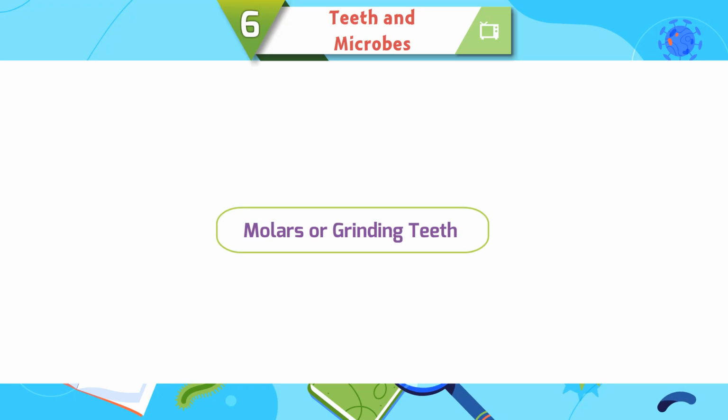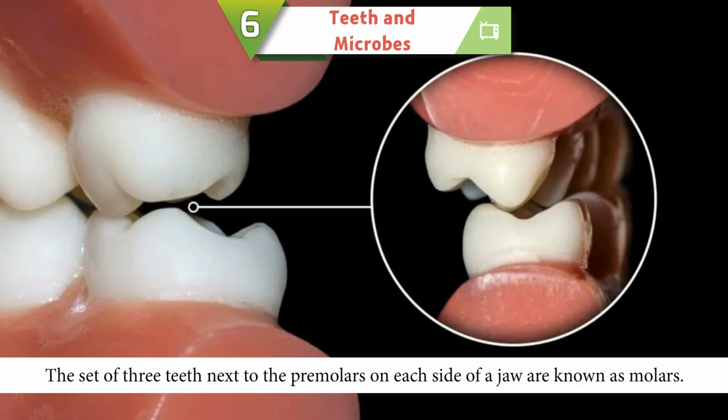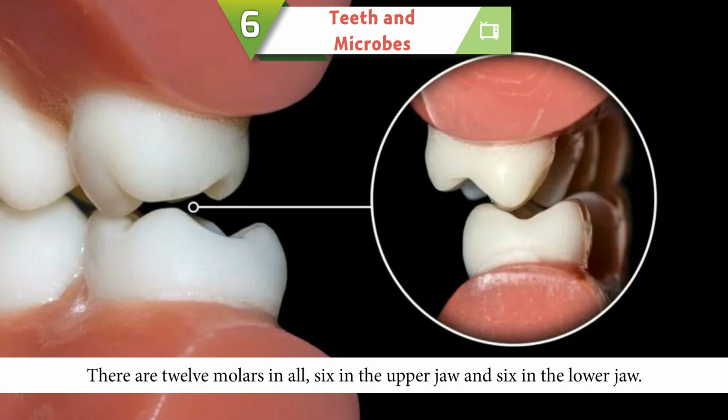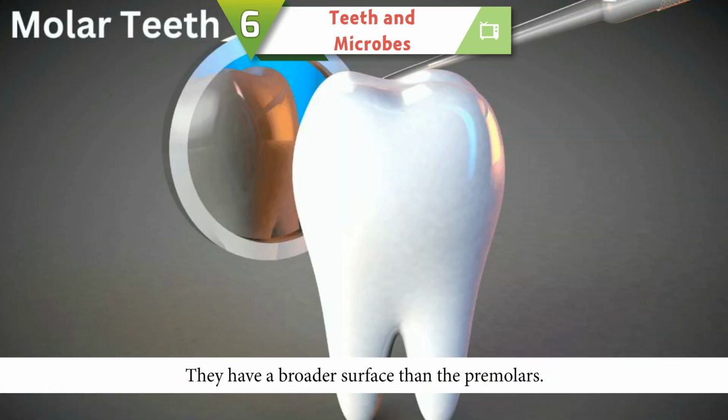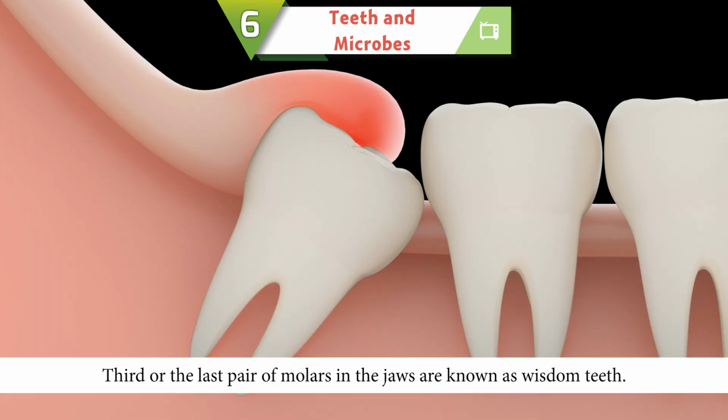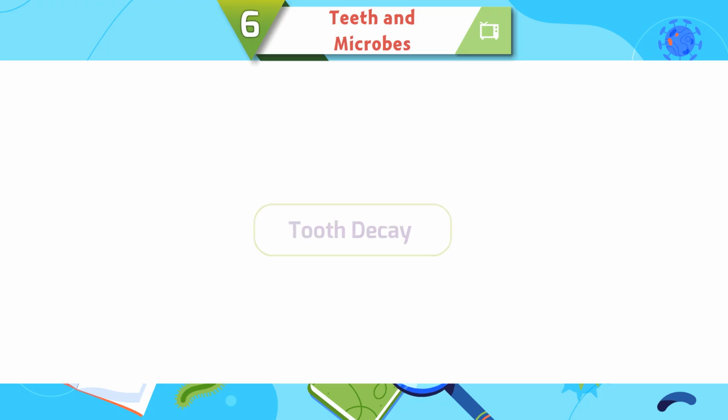Molars or grinding teeth. The set of 3 teeth next to the premolars on each side of a jaw are known as molars. There are 12 molars in all, 6 in the upper jaw and 6 in the lower jaw. They have a broader surface than the premolars. They are used for grinding and chewing the food. Third or the last pair of molars in the jaws are known as wisdom teeth.